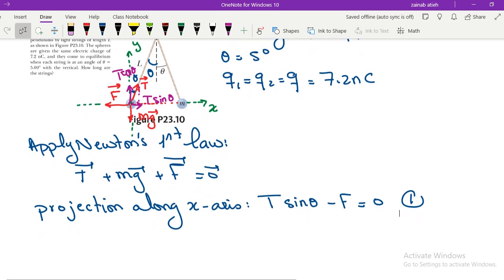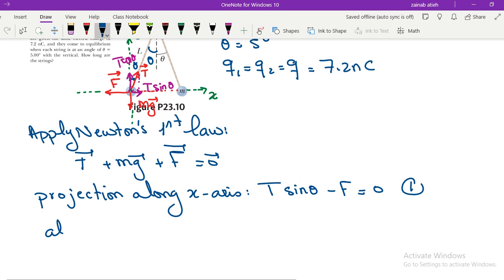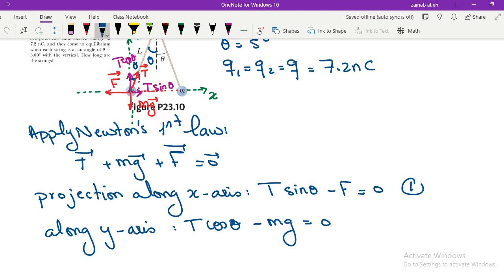Now I will project along the y-axis. What do I have on the y-axis? I have T cosine theta, a part of T, and the other part, which is mg. So I will get T cosine theta minus mg equals 0. I will call this equation 2.